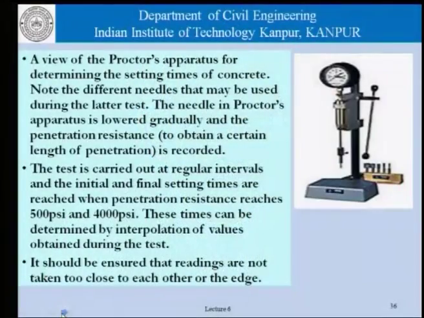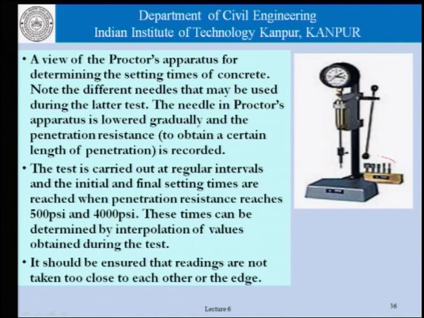Concrete has varying amounts of cement, it has varying water-cement ratios, and it is placed under different conditions. Therefore, it is not proper to talk in terms of relating directly the setting time of cement and that of concrete. This picture shows a view of the Proctor's apparatus, which is used for determining the setting time of concrete. The principle is the same as that used in the Vicat apparatus for cement, and that is penetration resistance.